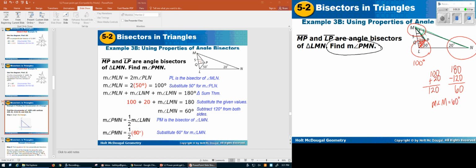We are not looking for the entire angle. Remember, we're looking for what's in green, PMN, and we know that PM is an angle bisector, so it's splitting that big angle M in half. So all we have to do is take that 60 degrees and divide it by 2 to get 30 degrees. So our missing angle PMN would be 30 degrees.